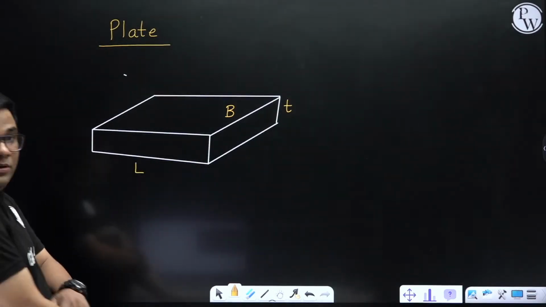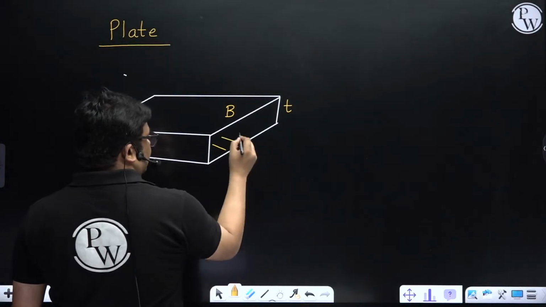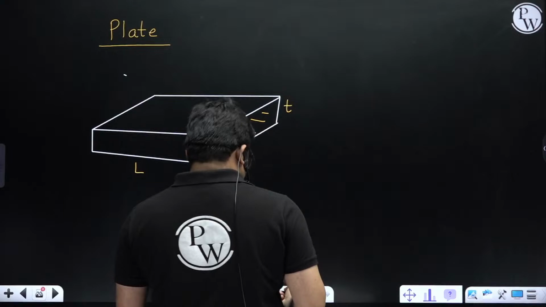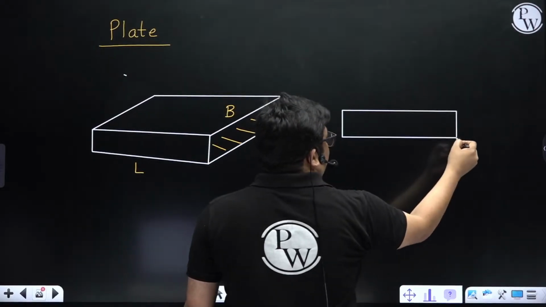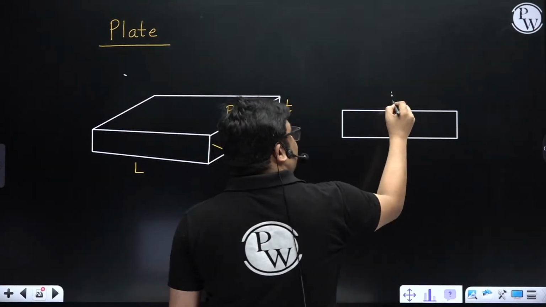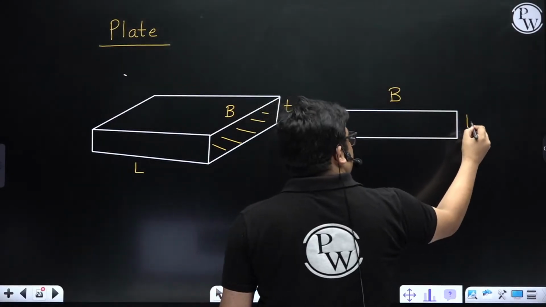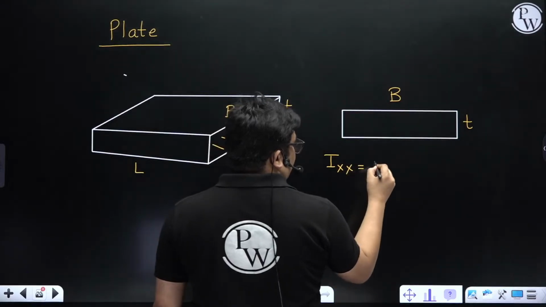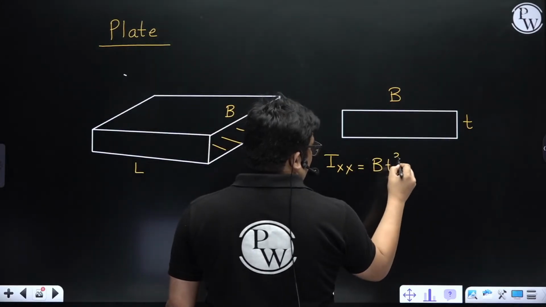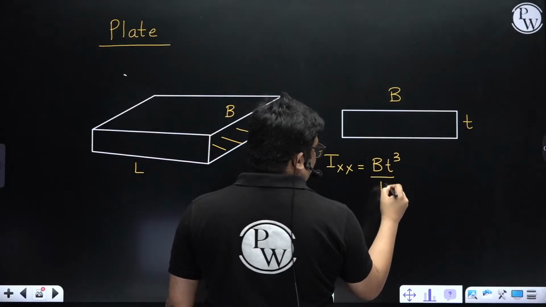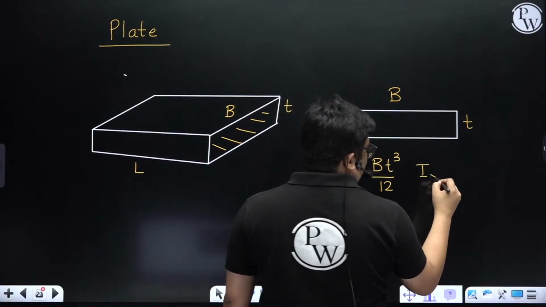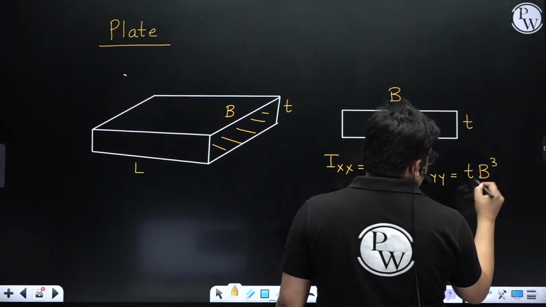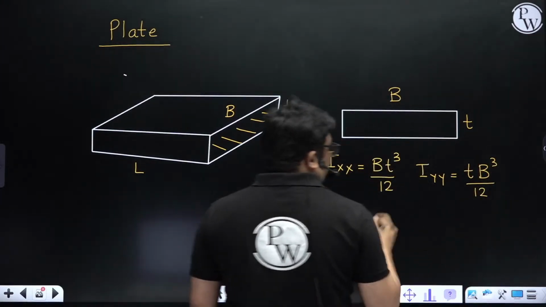So if you see, the cross section area is this one, right? Which is a rectangle actually, but in this rectangle this is the width of the plate and the thickness is less. So if I find out Ixx, it will be bt cube by 12. Obviously bd cube by 12 or bt cube by 12. What will be Iyy? Iyy will be equal to tb cube by 12, or db cube by 12.